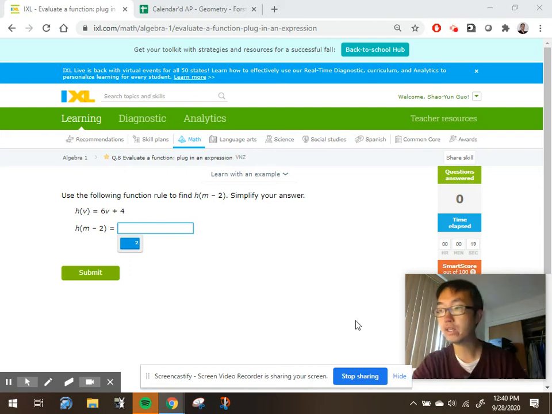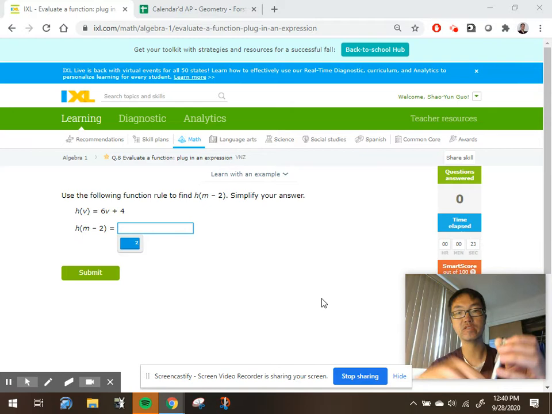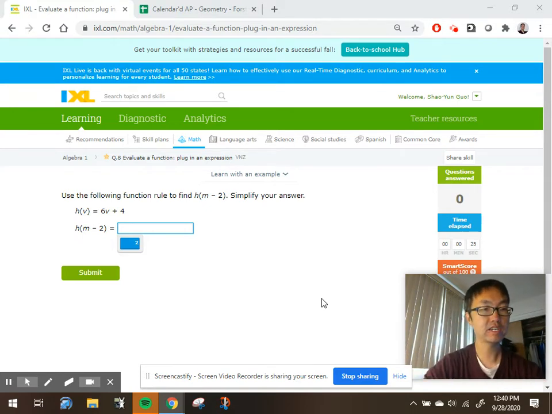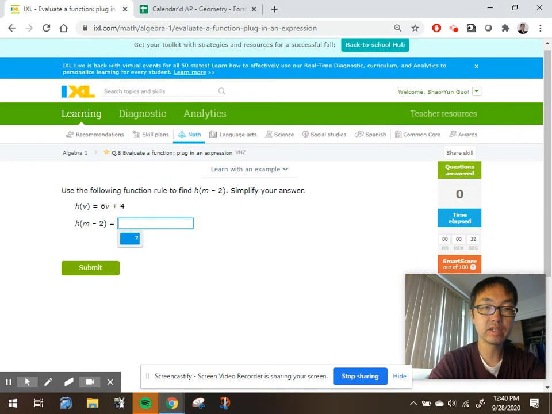Algebra 1, Q8, evaluate a function by plugging in an expression. We're going to do some distributive property right here. 5-minute timer has been started. We're finding h of n minus 2. So let me just write it out here. h of v equals 6v plus 4.